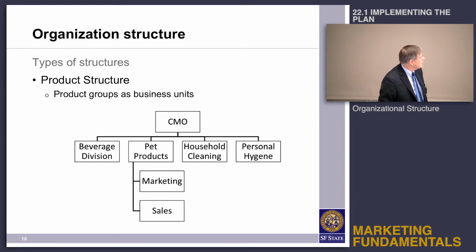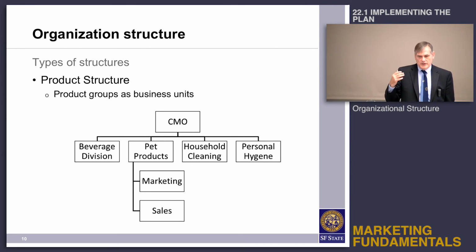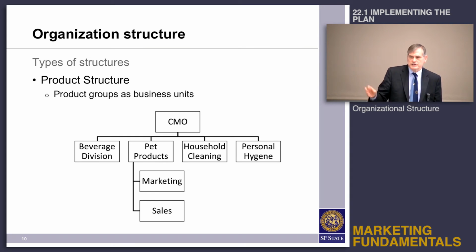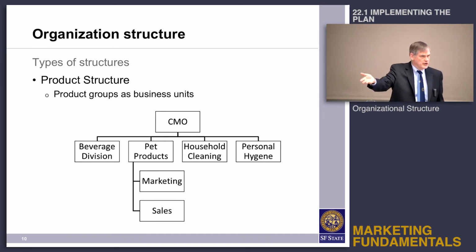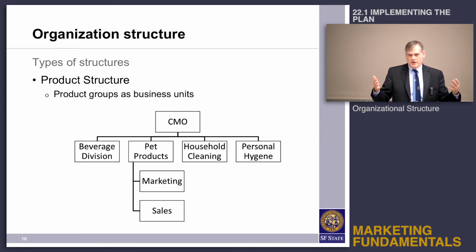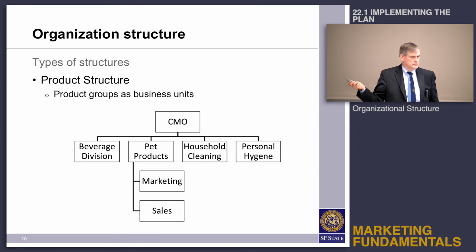Another kind of approach is product structure. This is what many brand management companies take. Rather than having a marketing organization and a field organization, I might have a separate marketing organization for different products, thinking that different products have different needs, different customers, different channels of distribution. It would make sense to set up a separate marketing organization for each product line.